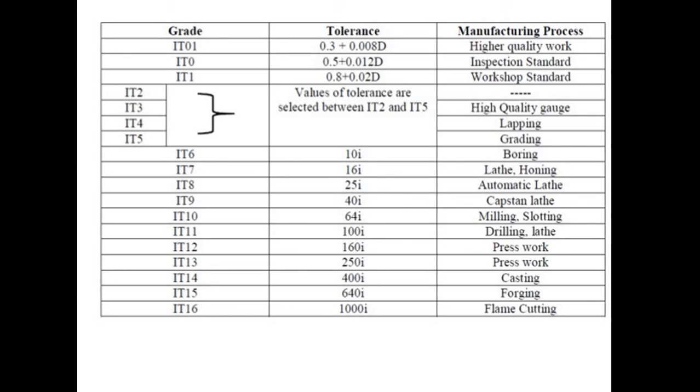Then IT6, the value is 10I. Now what is this I? I is called the fundamental tolerance unit. How it is to be calculated, we are going to see separately. In each case, say from IT6 to IT16, you can see 10I, 16I, 25I. So everywhere there is an I, that is the fundamental tolerance, and that is multiplied by some number. You can see IT is used in the case of boring, lathe and honing, then automatic lathe, capstan lathe, milling and slotting, casting.